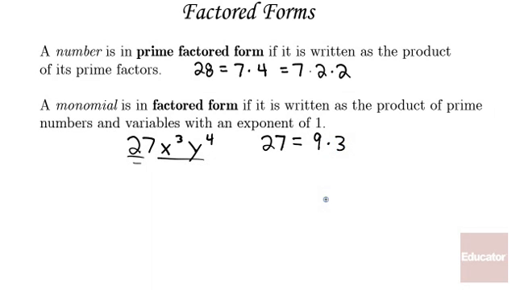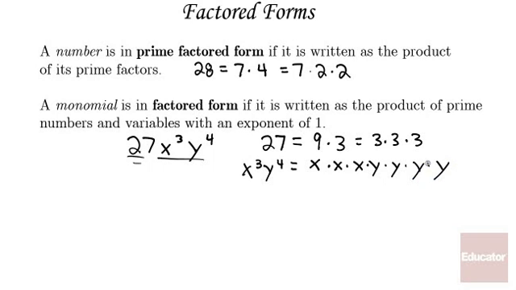9 times 3 is 27, but I need to write it as the product of prime numbers. 9 is not a prime number. I can go a little bit farther with this and express it as 3 times 3 times 3. Now, for the variables, x cubed y to the 4th, I need to express these as variables with an exponent of 1. So instead of x cubed, I'm going to say x times x times x. Instead of y to the 4th, it's y times y times y times y.